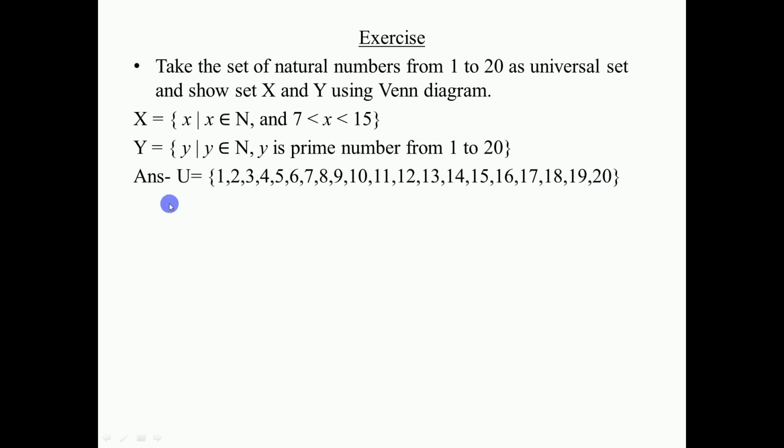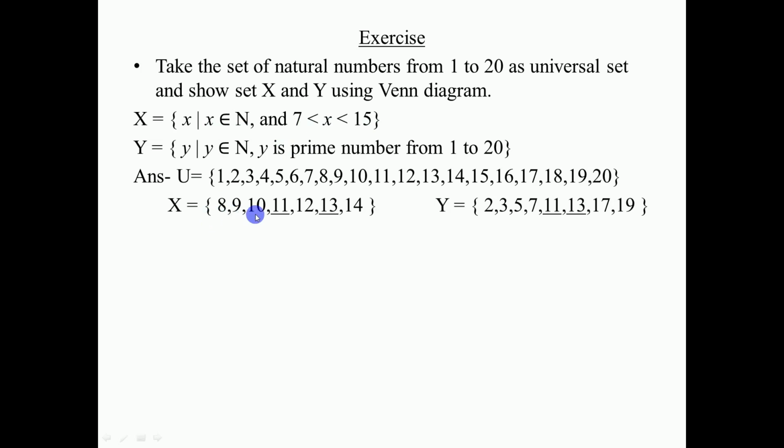Now for writing the set x, you should know that x is a variable that belongs to natural numbers and it lies between 7 and 15. So the set x will be 8, 9, 10, 11, 12, 13, 14, and y is a set of variable y that belongs to natural numbers where y is a prime number from 1 to 20.